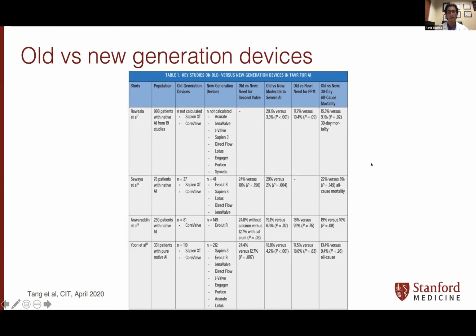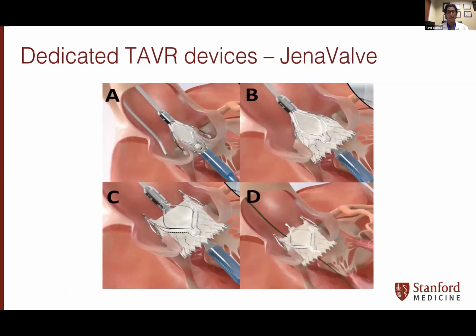There's clearly been a clinical difference in improvement of outcomes when we look at old versus new generation devices. This is a really nice summary from Gilbert Tang that shows the old generation devices versus the new generation devices in terms of clinical outcomes: the need for a second valve, which was very high in our early experience using the older valves, the prevalence of moderate to severe AI, the need for a pacemaker, and the 30-day all-cause mortality. Across the board in most of these studies, there is a clear improvement in clinical outcomes with the newer generation devices with the improvement in technology. There are two dedicated devices for TAVR.